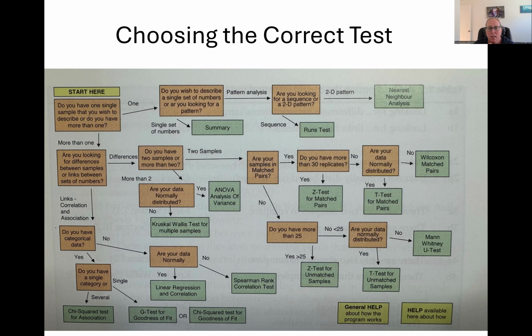And then it looks at different kinds of replicates, how many replicates you have. You always have to test your distributed data, whether it's normal. So if you have numeric data, you have to see if it's normally distributed. That's just something that you can kind of remember.